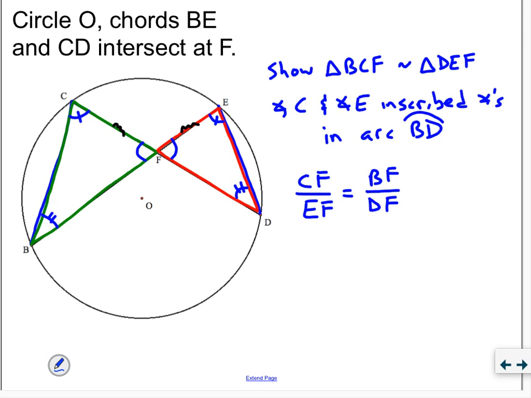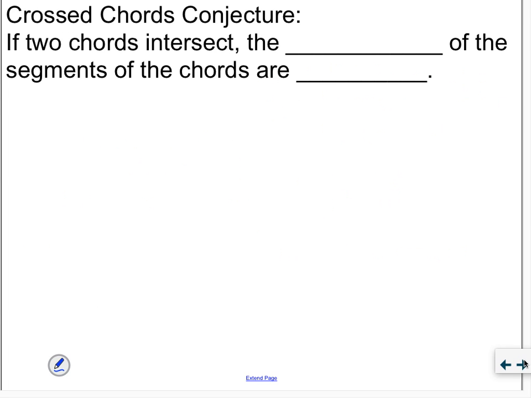If I do a little cross multiplication here, check out what I get. I get that CF times DF equals BF times EF. And that's an important thing, because if you take a look at segment CF and segment DF, don't they make chord CD? And the same on the other side, BF and EF make chord BE. So that's going to lead us to our first conjecture.